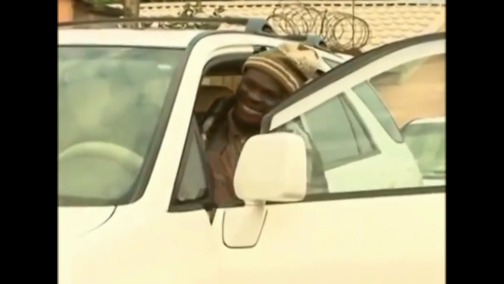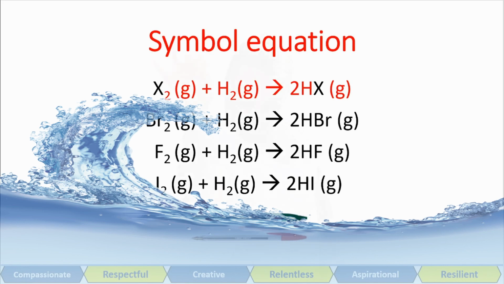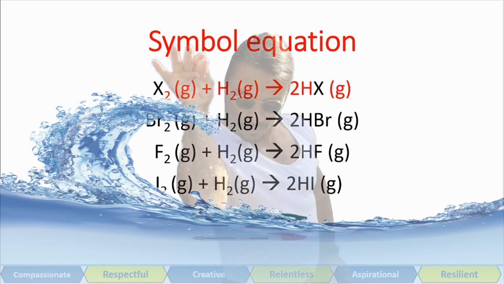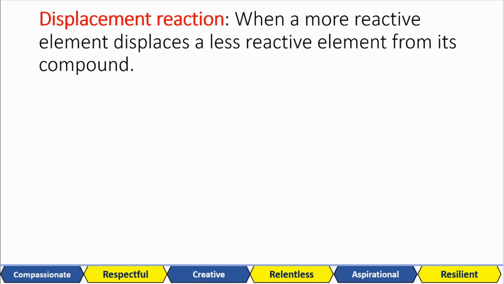The next set of reactions we have to look at are halogens reacting with aqueous salts. But first, we should define what a displacement reaction actually is. A displacement reaction is when a more reactive element displaces a less reactive element from its compound.